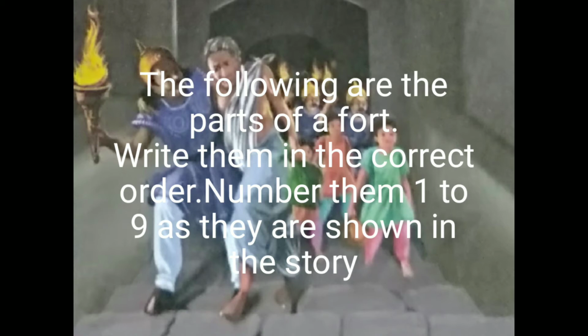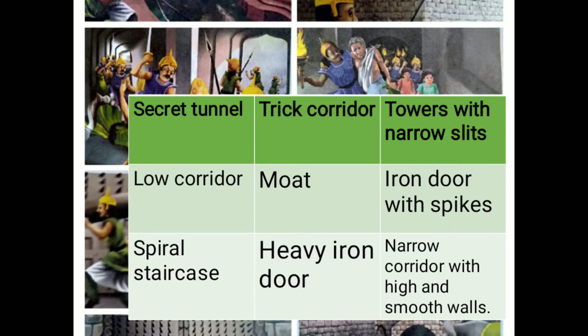Then after that there is also one more work. First let's do this. There are parts of the fort given like secret tunnel, trick corridor, towers with narrow slits, low corridor, moat, iron door with spikes, spiral staircase, heavy iron door, narrow corridor with high and smooth walls. Now what you have to do is, which comes first, which comes second, third, fourth, fifth, sixth, seventh, eighth, ninth, you have to put the numbers here.